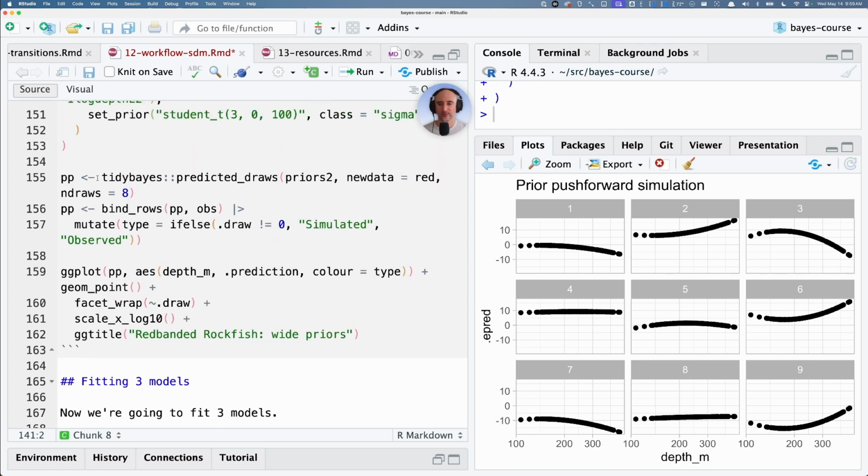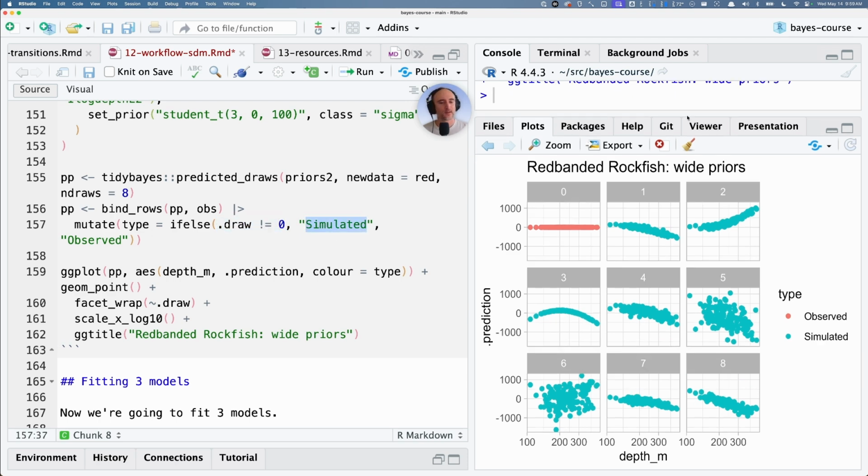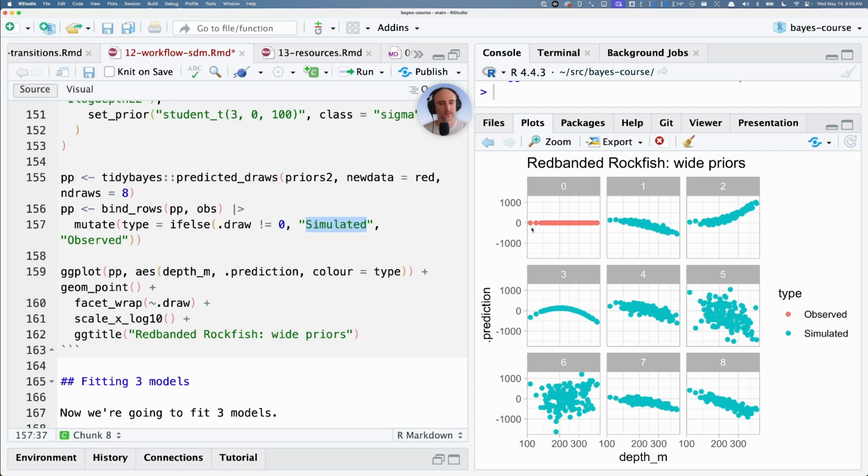So again, I can take my predicted draws. This time I actually did bind on my observations like from before. And I've also gotten fancier here and colored my draw zeros differently from the rest. So now we can see that the scale is really, really different. On the scale of the variation we see across our 8 prior draws, our observed data are basically just a totally flat line because our predictions are going from positive 1,000 to negative 1,000. So we've gone well beyond what I think is remotely plausible in our data.